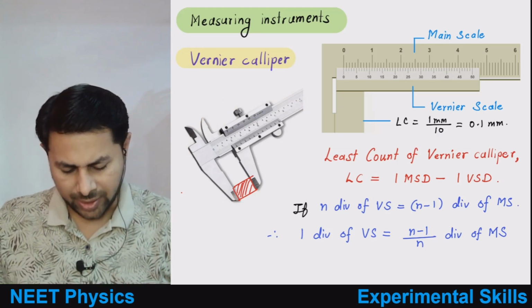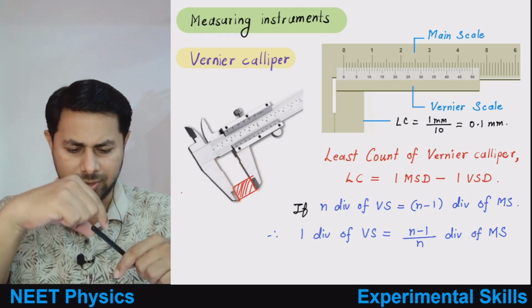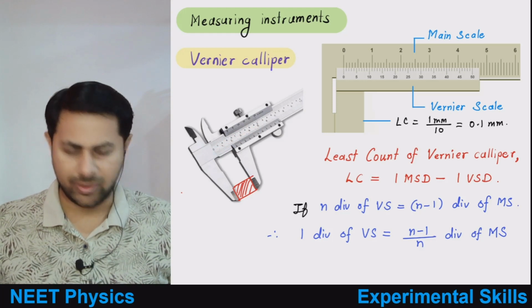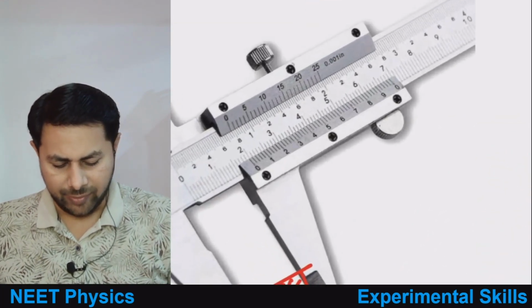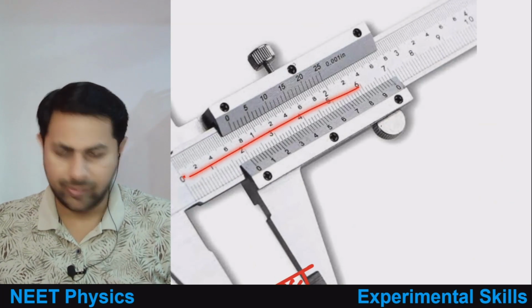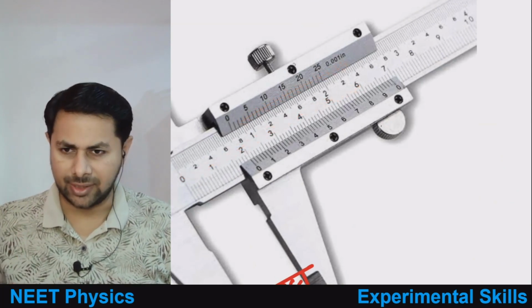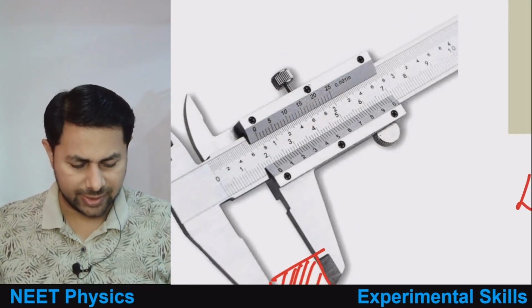There are these two jaws. You will put this pen in the two jaws, and then you will take the reading. Let's see how you take the reading. There are two scales in the Vernier caliper. One is the main scale and the other is called the Vernier scale.